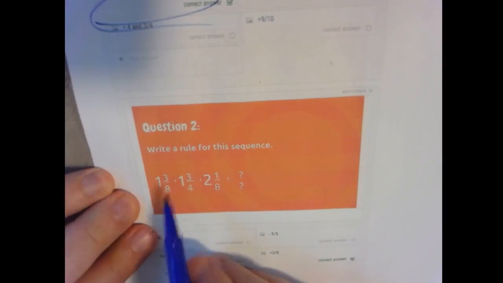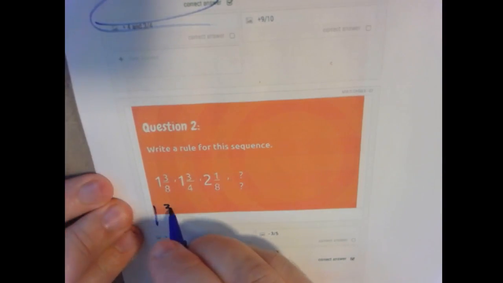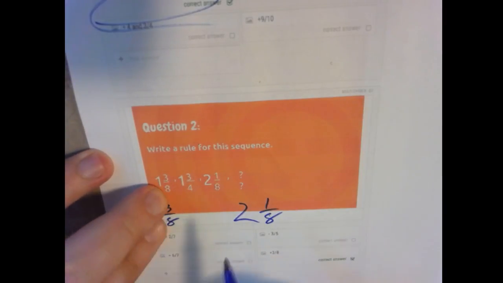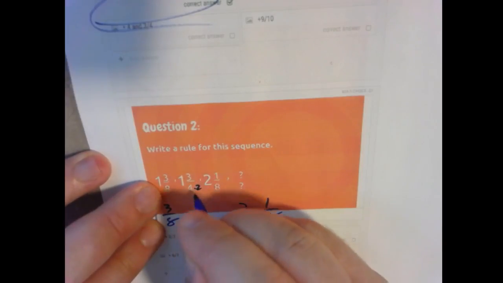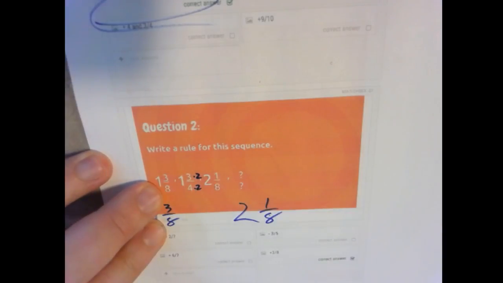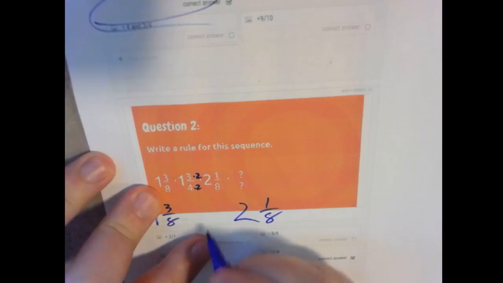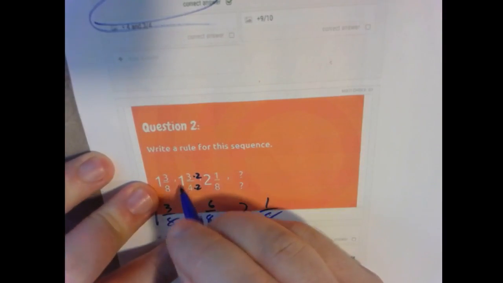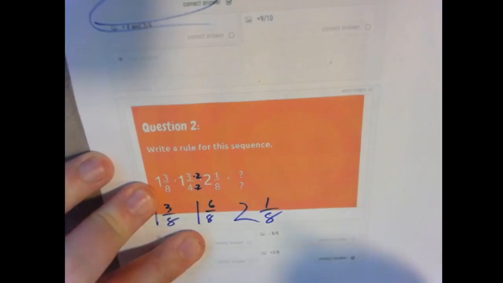Okay, so 1 3/8, 2 1/8. Okay, so the denominators of the fractions are the same here. We need to change this. How would I go from 4 to 8 using multiplication? I'd multiply by 2 again. The top of the fraction gets the same treatment. 4 times 2 is 8. 3 times 2 is 6. And the big number out here did not change.